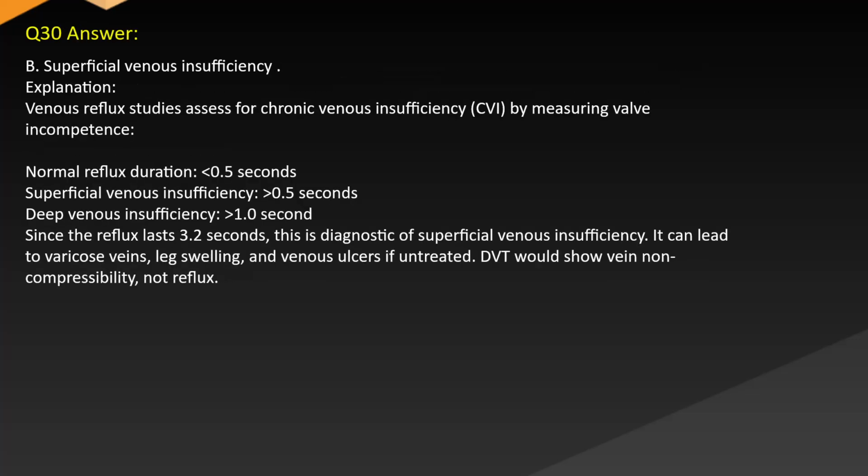Answer B. Superficial venous insufficiency. Explanation. Venous reflux studies assess for chronic venous insufficiency (CVI) by measuring valve incompetence. Normal reflux duration is less than 0.5 seconds. Deep venous insufficiency is greater than 1.0 seconds. Since the reflux lasts 3.2 seconds, this is diagnostic of superficial venous insufficiency. It can lead to varicose veins, leg swelling, and venous ulcers if untreated. DVT shows vein non-compressibility, not reflux.